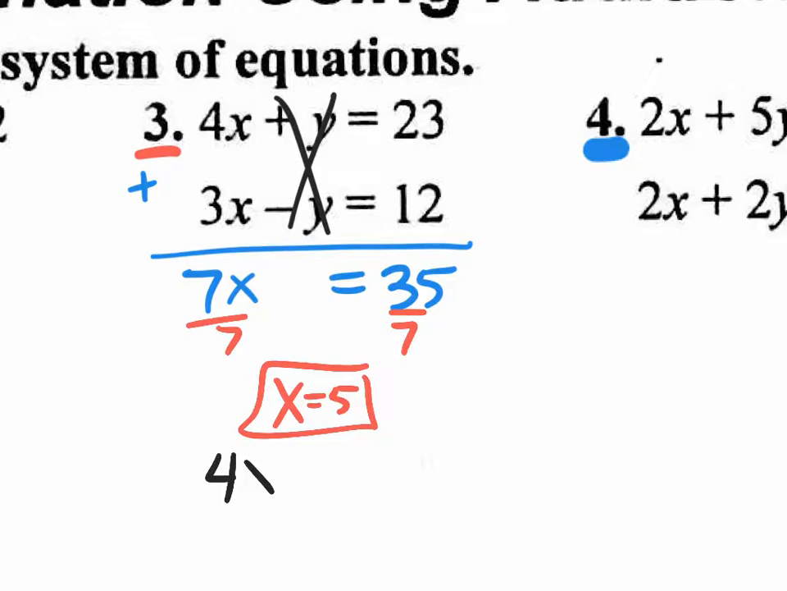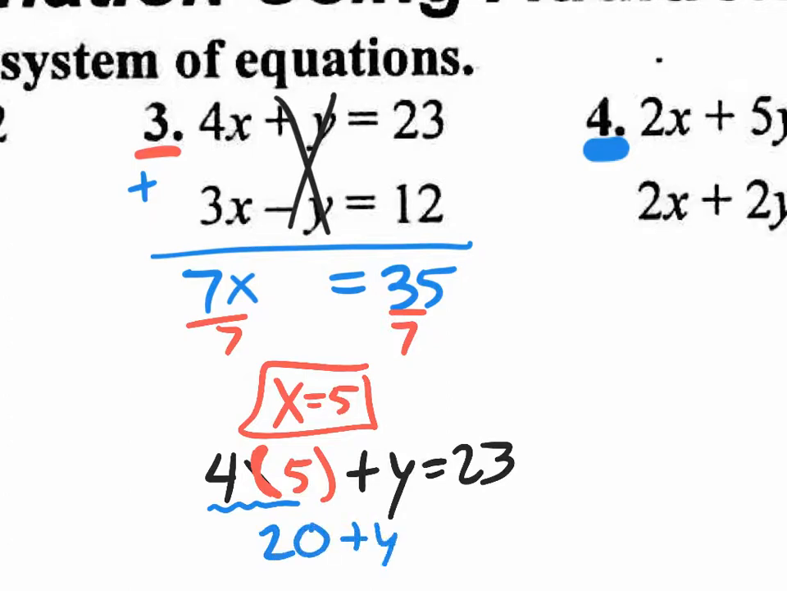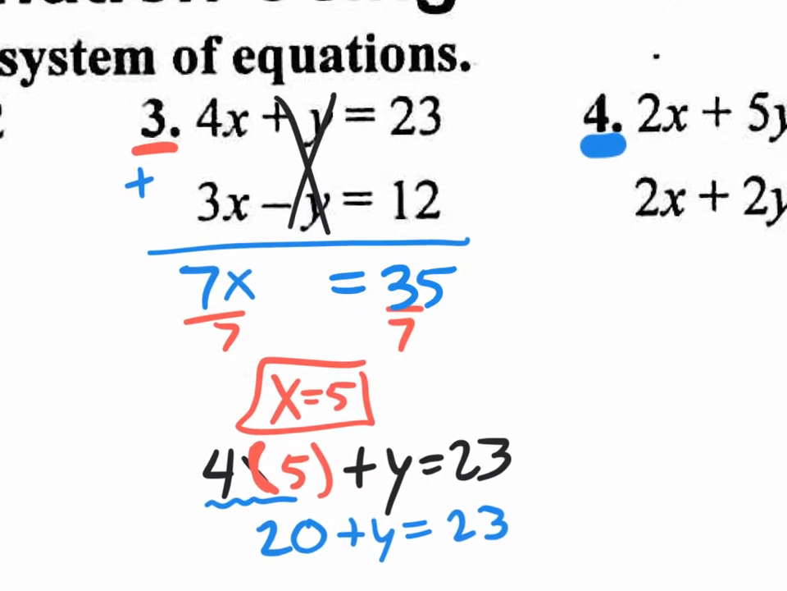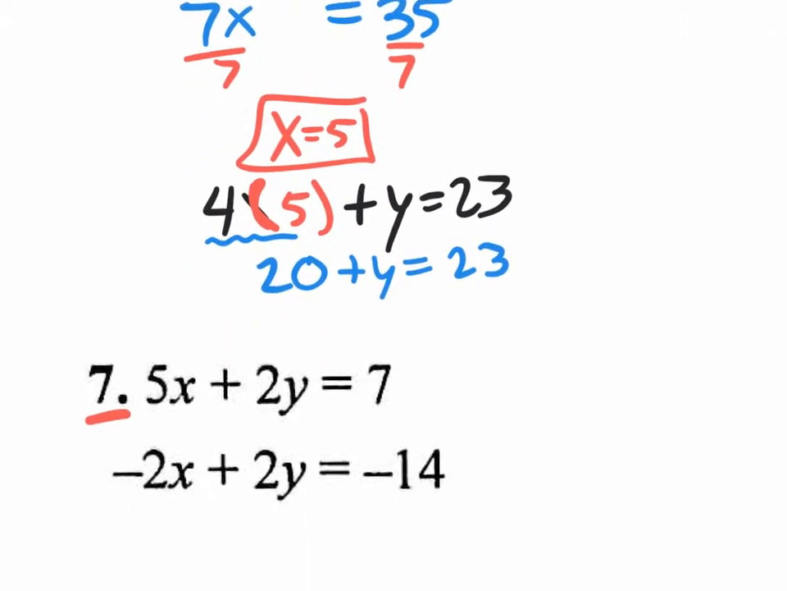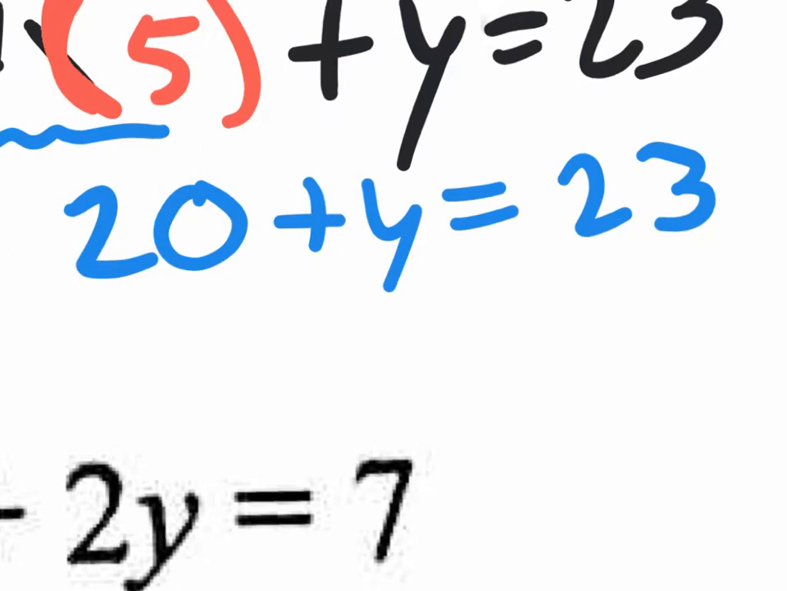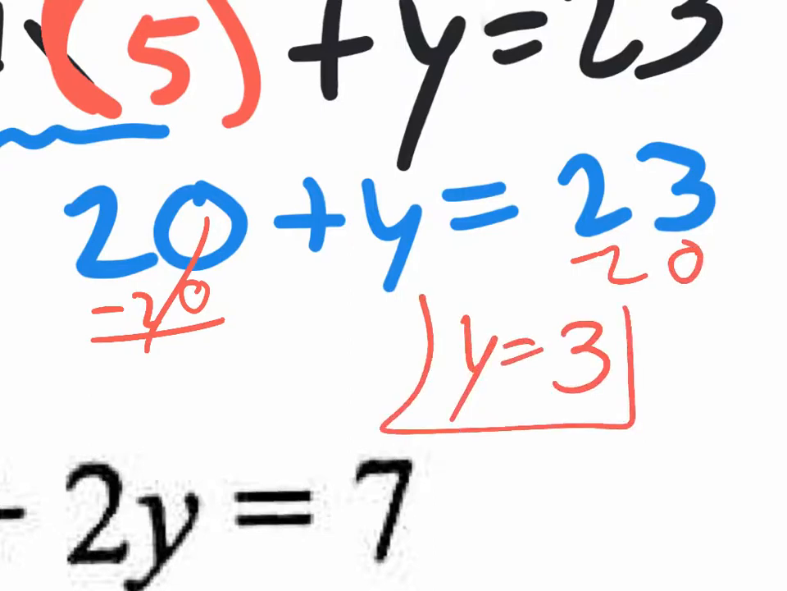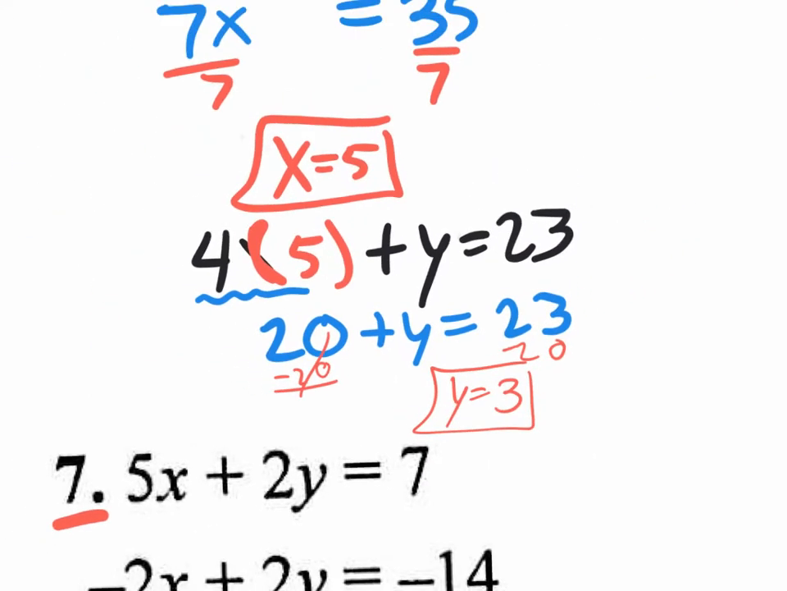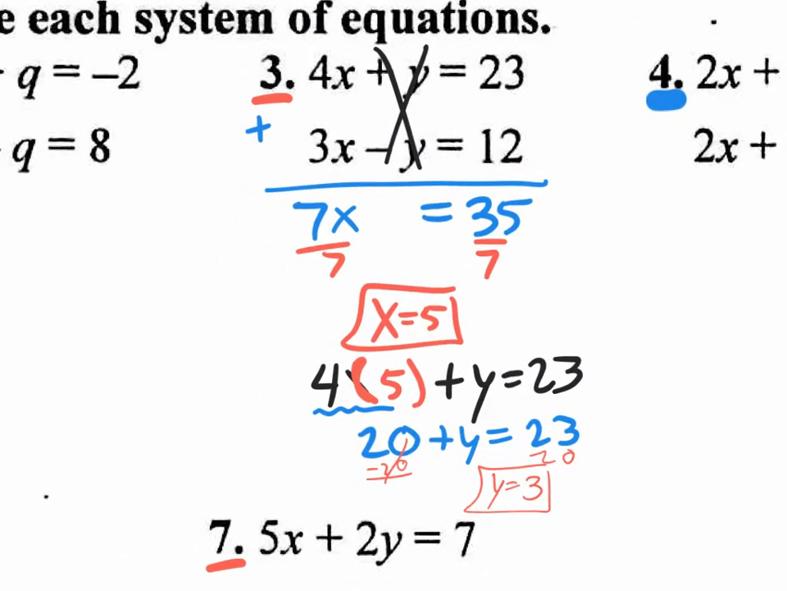4x, let's put 5 instead of x, and then plus y equals 23. So 4 times 5 is 20, plus y equals 23. Let me zoom in on this blue equation here. I'm going to get rid of the 20 by subtracting 20. Subtracting 20, y equals 3. So we found the x being 5 and the y being 3.